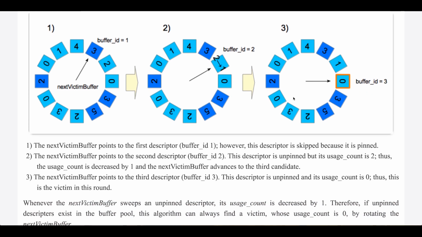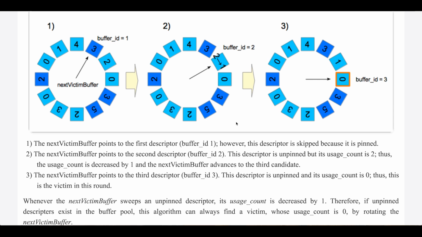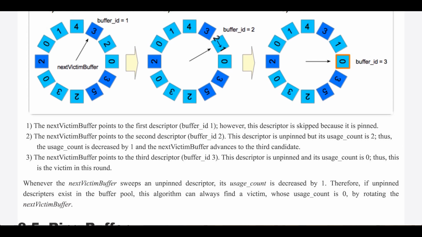3. The next victim buffer points to the third descriptor, buffer ID 3. This descriptor is unpinned, and its usage count is 0. Thus, this is the victim in this round. Whenever the next victim buffer sweeps an unpinned descriptor, its usage count is decreased by 1. Therefore, if unpinned descriptors exist in the buffer pool, this algorithm can always find a victim, whose usage count is 0, by rotating the next victim buffer.